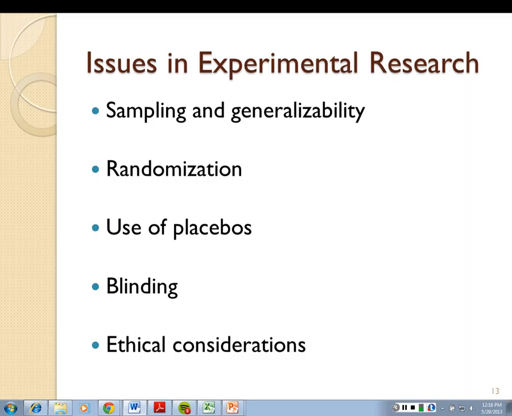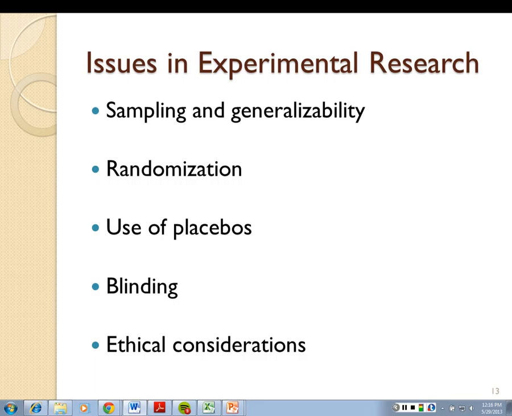Now, a placebo is an inert substance that appears to be the same as the active treatment. Not all experimental research uses a placebo. Sometimes experimental conditions are compared to the standard of care for a particular treatment that people would normally get associated with that condition.